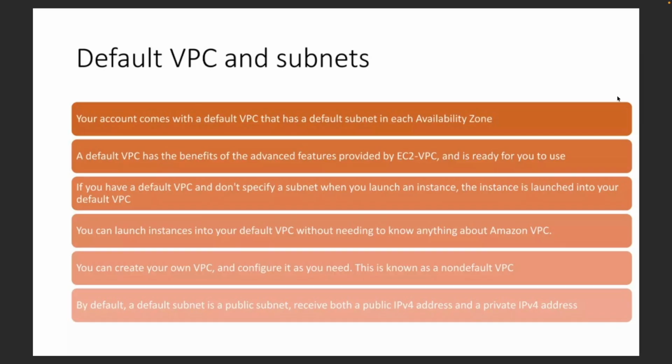However, you can also create your own VPC and configure it as you need. This is known as a non-default VPC, and it gives you complete control over your network design. By default, a default subnet is a public subnet, meaning instances both receive and have access to public IPv4 addresses and private IPv4 addresses too. This allows immediate internet connectivity while maintaining internal communication capabilities as well.